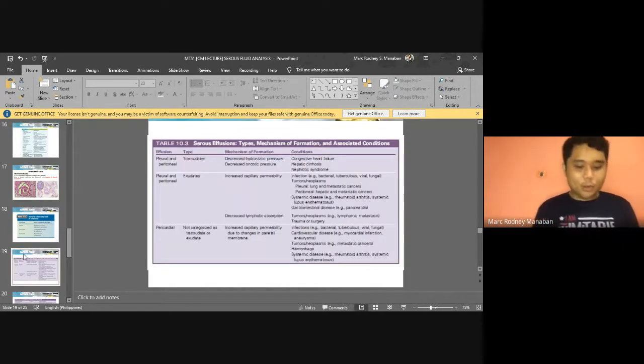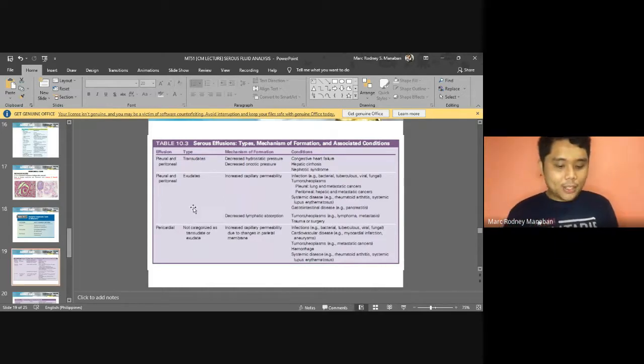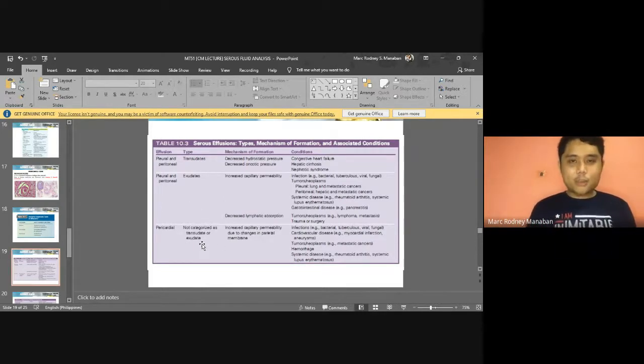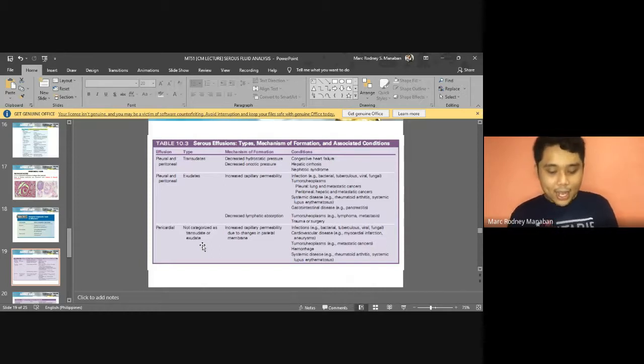Summary again, what are the different types of effusion? As you can see, for the pericardial, it's mentioned in your Brunzel that it may not be categorized. But the majority are usually exudates, all right? And yes, so that's for the different types and different conditions, all right?